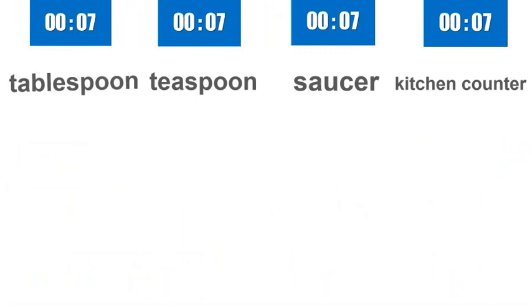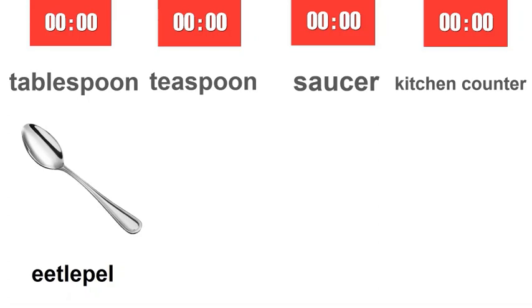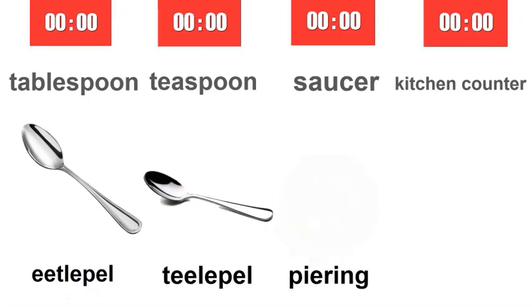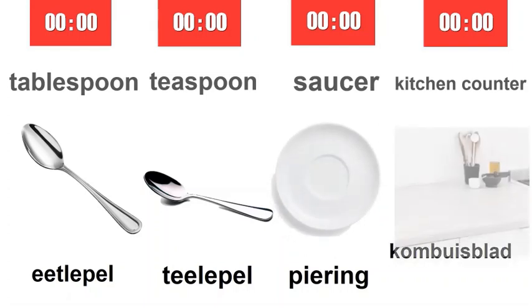What is a tablespoon in Afrikaans? What is a teaspoon in Afrikaans? What is a saucer? And what is a kitchen counter? Let's see your answers. A tablespoon is an eetlepel. A teaspoon is a teelepel. Saucer, piering. Kitchen counter, kombuisblad.